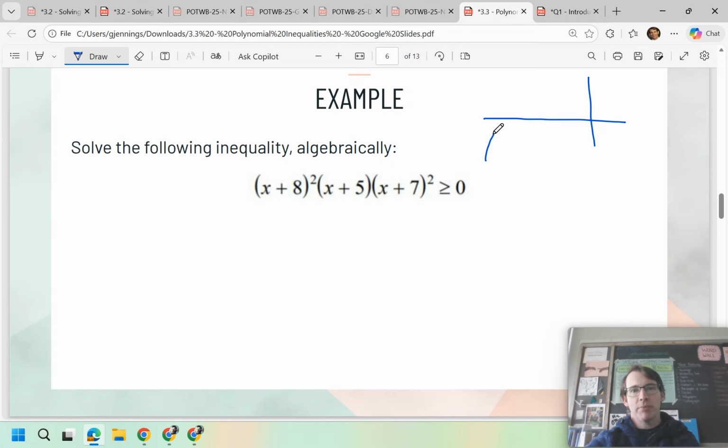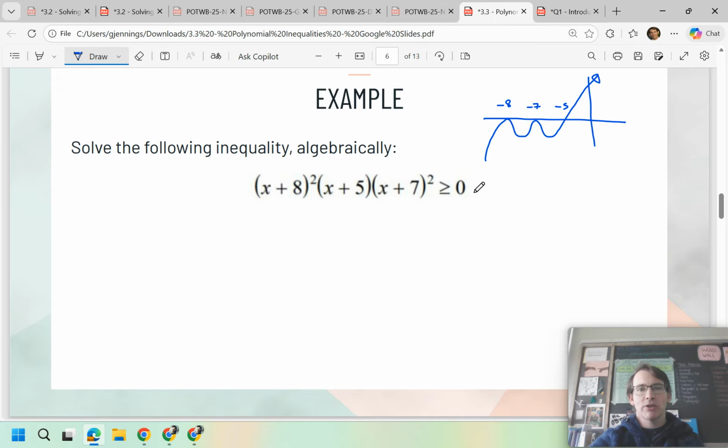It's going to come up from negative infinity, bounce at negative 8, bounce again at negative 7, and cut at negative 5. Something like that. Okay? So that's what it's going to look like.